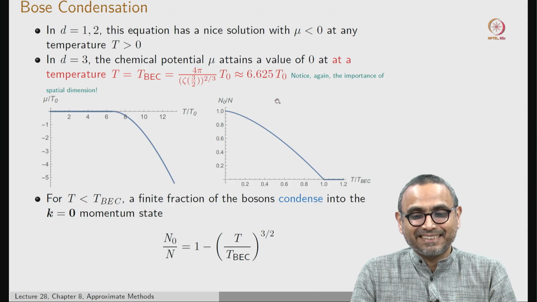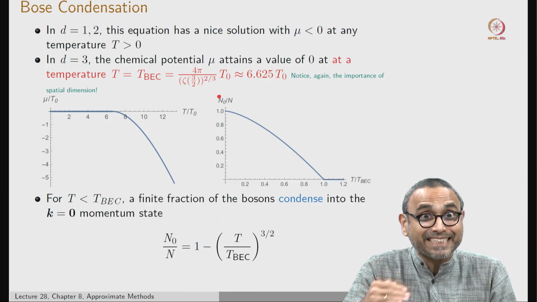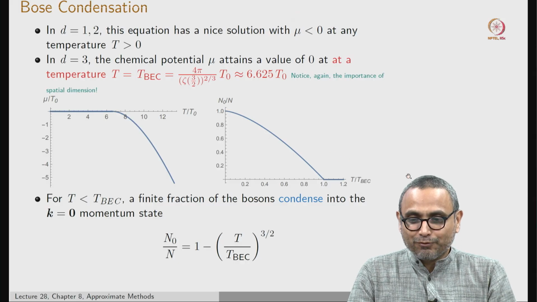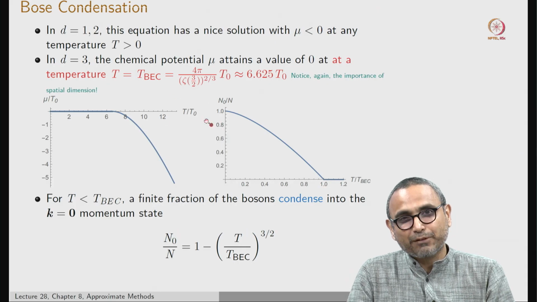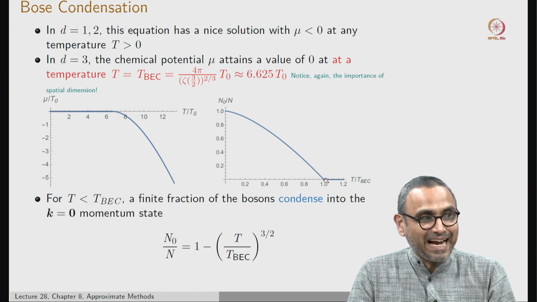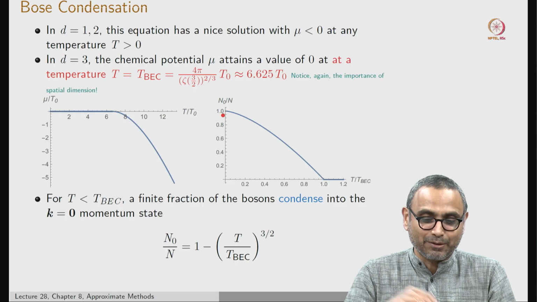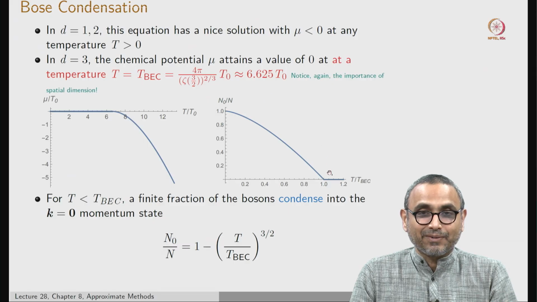So what this means is that the k equal to 0 state will start picking up a finite fraction of the particles, and the fraction of the particles is what I have plotted here. And you see, for T greater than T BEC, this temperature is called the BEC temperature, there will not be a finite fraction of the particles in the k equal to 0 state, in the 0 momentum state. And then at T equal to T BEC, I start increasing the number of particles, it goes all the way up, until at 0 temperature, all the particles are in the 0 momentum state. And you can easily work out that this fraction goes in this fashion.